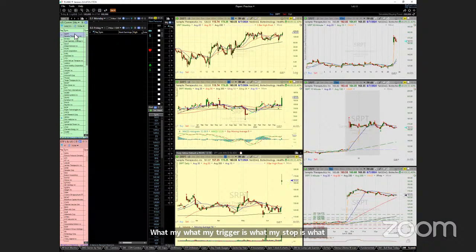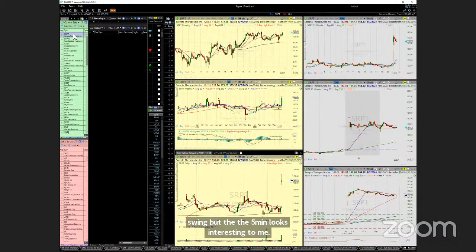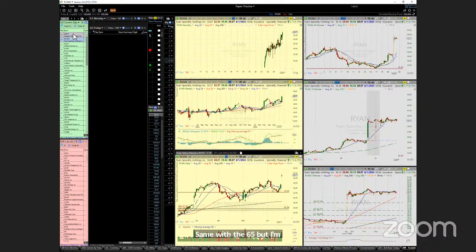So we'll just go through and scan together on this. If you see something you like, just jot it down. And I'm going to make some comments that, again, this is my thinking and process. SRPT, it's not a swing, but the 5 minute looks interesting to me. Same with the 65, but I'm not doing anything. I'm not adding it.